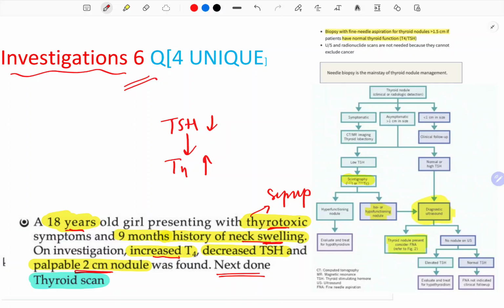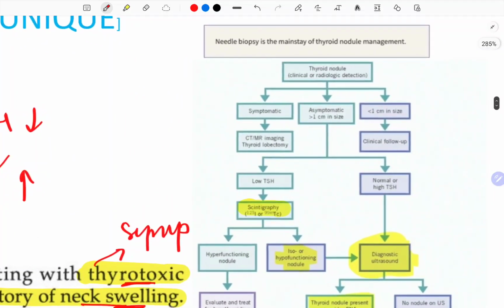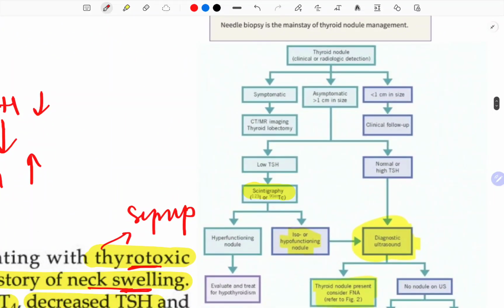See, I will show you a table and 2 important points for any kind of investigations done for a thyroid nodule. The first thing you need to notice is that whenever there is a thyroid nodule, you will look if it is symptomatic or not. If it is a symptomatic case, you will directly go for the imaging techniques like CT or MRI, because most probably in the question they would have given that USG has already been done. Now next, if the patient is asymptomatic and the size is less than 1 centimeter, we'll just go for clinical follow-up. But if the patient is asymptomatic and the size of the nodule is more than 1 centimeter, the first investigation you're going to order is the TSH.